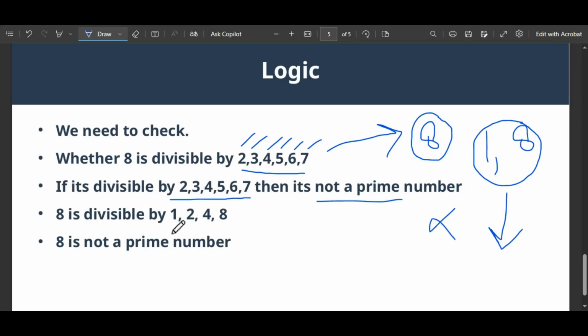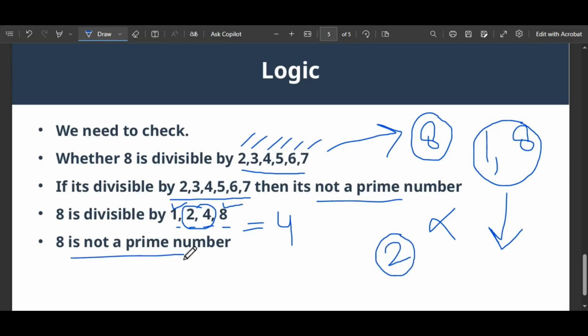And in reality, 8 is actually divisible by what? 1, 8, 2 and 4. Try to understand this. 1 and 8, we already said that every number divides with it, right? 1 and the number itself. But the two extra numbers here, that is 2 and 4, make it a non-prime number because this makes the total number of factors 4. But in reality, prime numbers should only have how many factors? Only 2.